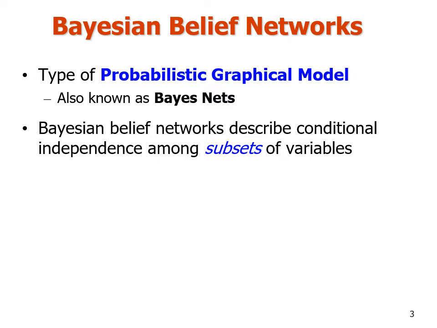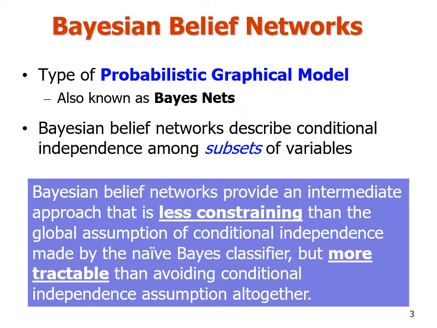Thus, in essence, Bayesian belief networks provide an intermediate approach that is less constraining than the global assumption of conditional independence made by the Naive-Bayes classifier, but more tractable than avoiding conditional independence assumptions altogether. So here we have some relaxation of the assumption of conditional independence, and that makes this more realistic.